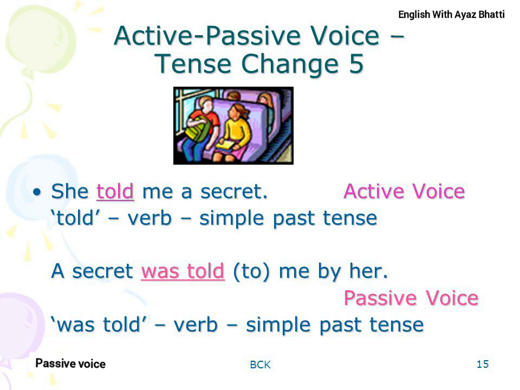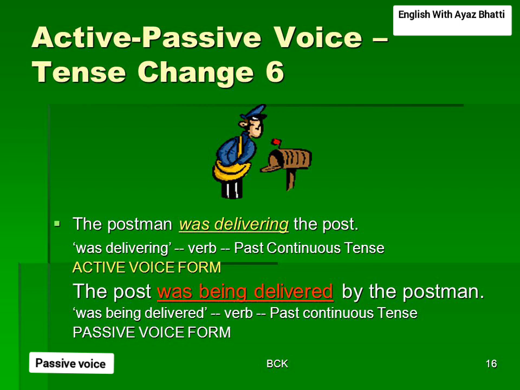Active passive voice, tense change 6. The postman was delivering the post. Was delivering, verb, past continuous tense. Active voice form. The post was being delivered by the postman. Was being delivered, verb, past continuous tense.